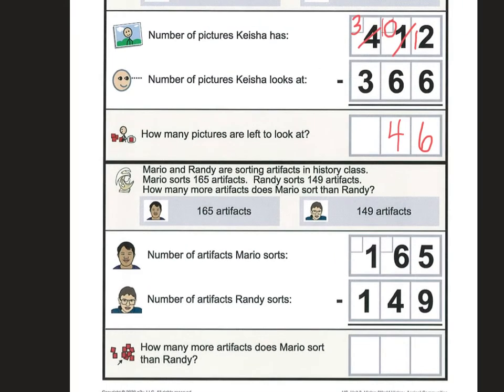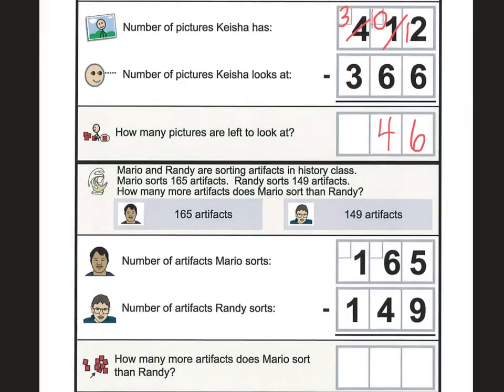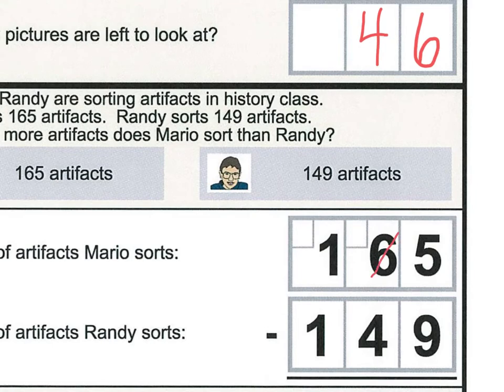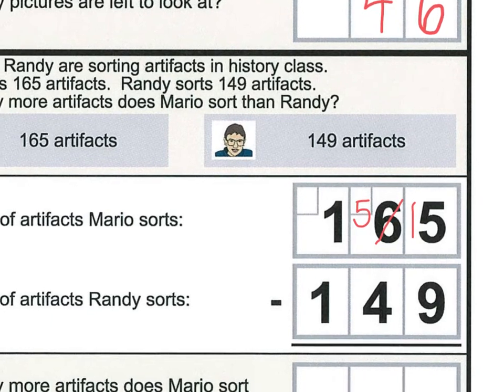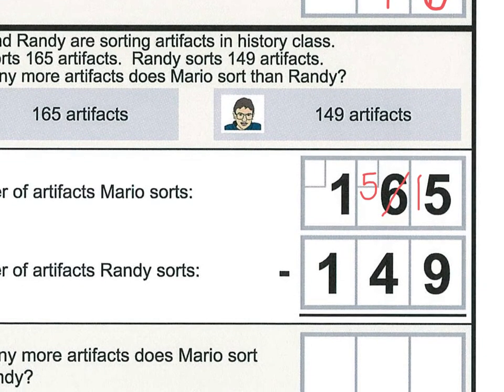Mario and Randy are sorting artifacts in history class. Mario sorts 165 artifacts. Randy sorts 149 artifacts. How many more artifacts does Mario sort than Randy? We can't do 5 take away 9, so we have to borrow from the 6. When we borrow from the 6, we make that a 5, 1 less. The 1 that we just borrowed comes over here in front of our 5. We now have 15 take away 9.